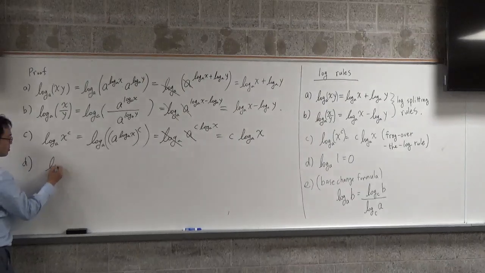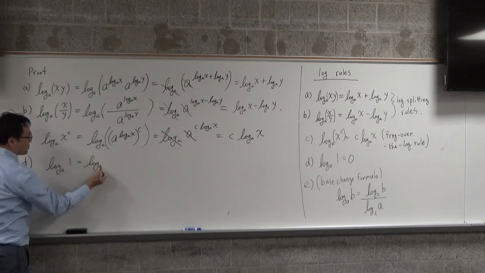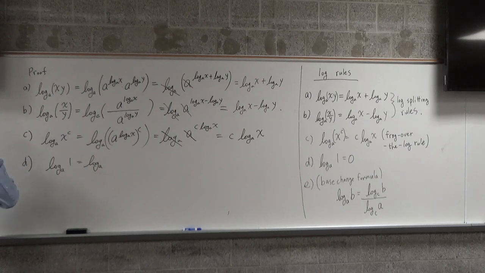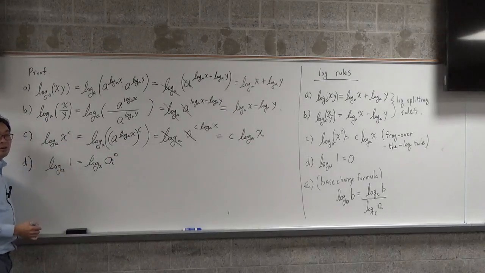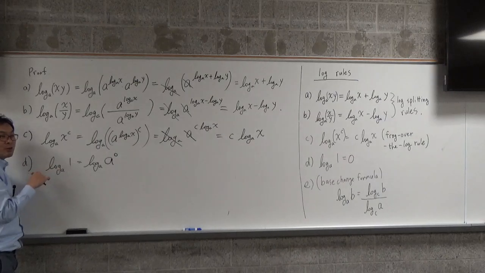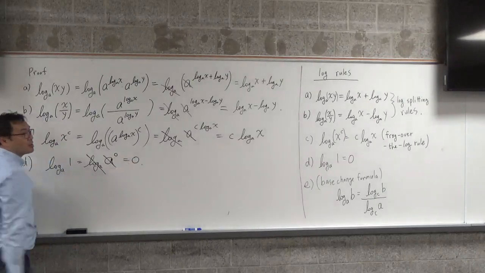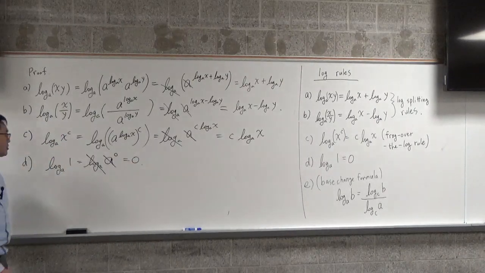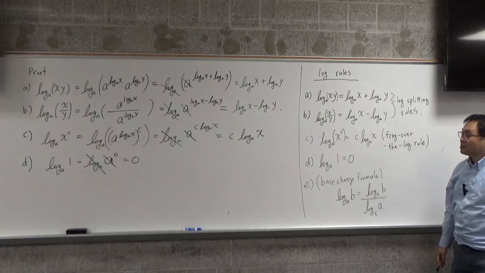Okay, and then log a of 1. Okay, 1 is a to what power? Anything to what power is 1? 0th power is 1, right? So anything to the 0th power is 1. So you can rewrite 1 as a to the 0th power. But then what is this? Cancel out the a and the log. Okay. Okay, so you can prove these things.